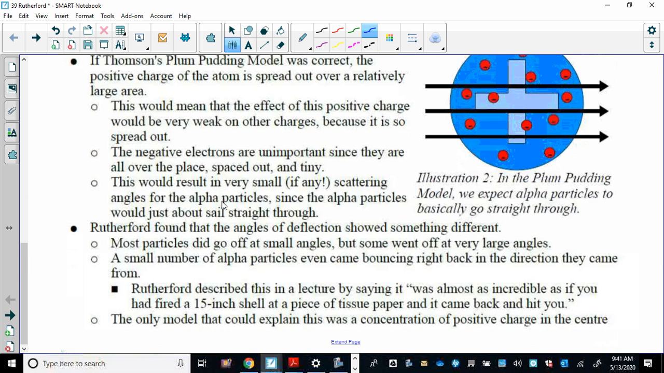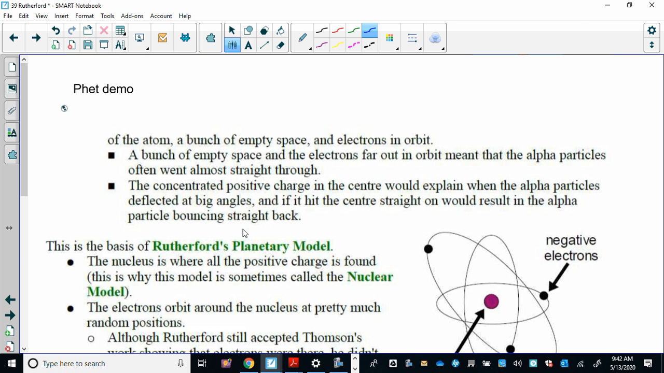What he determined from these alpha particles bouncing off at very large angles, before we say that, just read this right here. Rutherford described this in a lecture, saying it was almost as incredible as if you had fired a 15-inch shell at a piece of tissue paper, and it came back and hit you. So the results he got from his experiment were so surprising that there could only be one explanation.